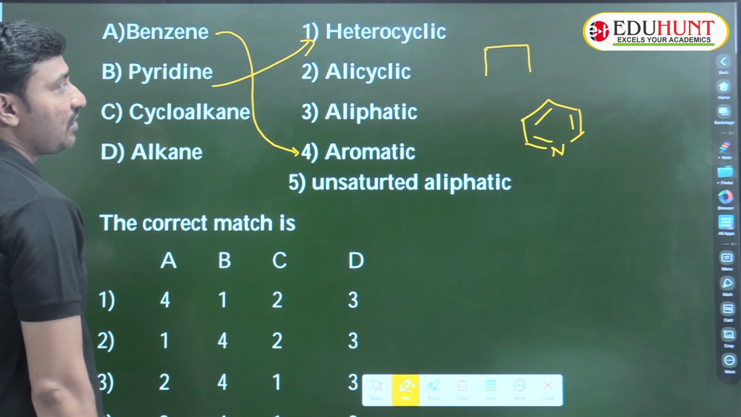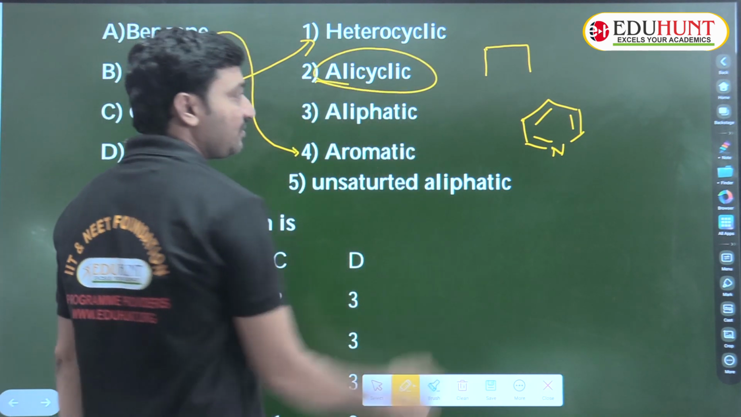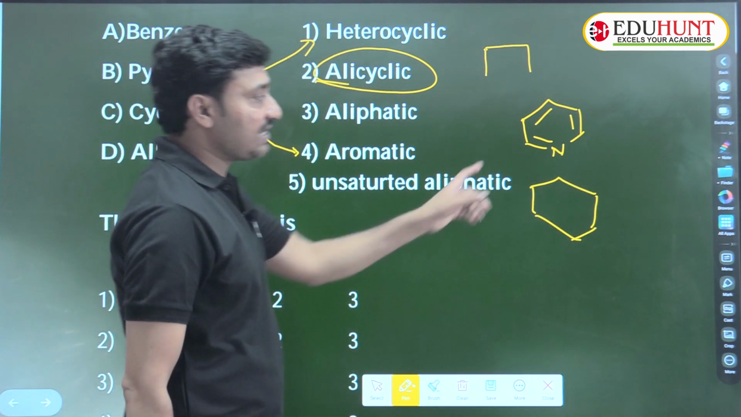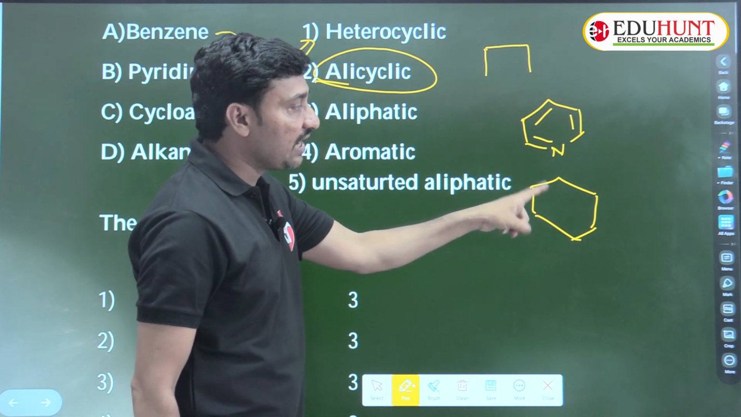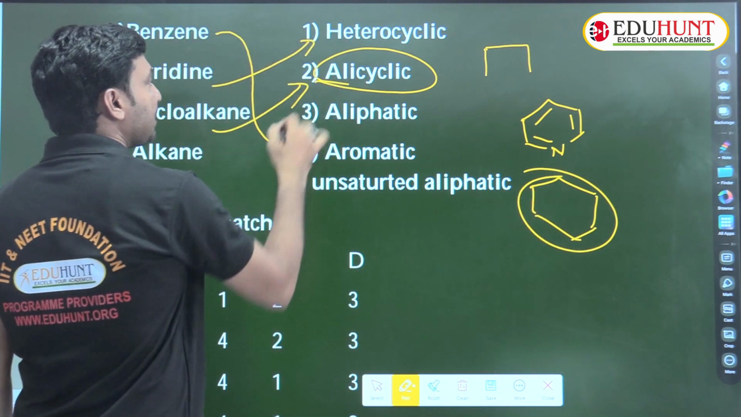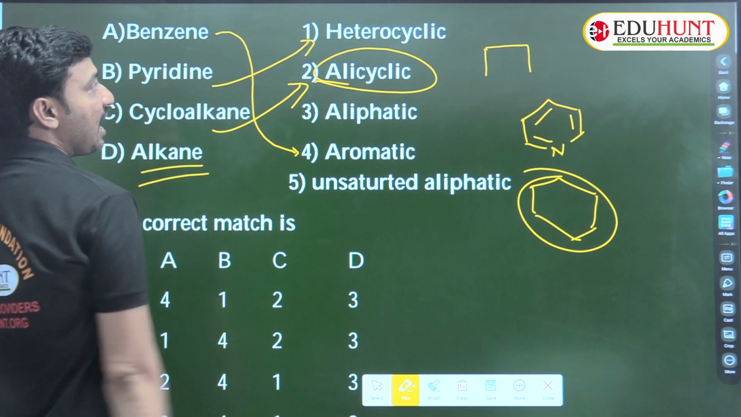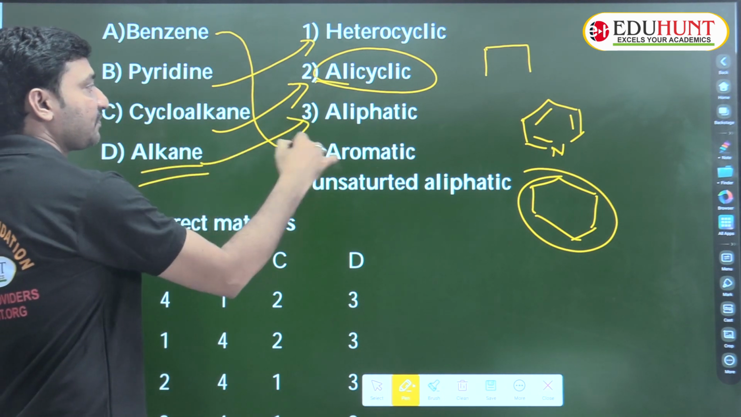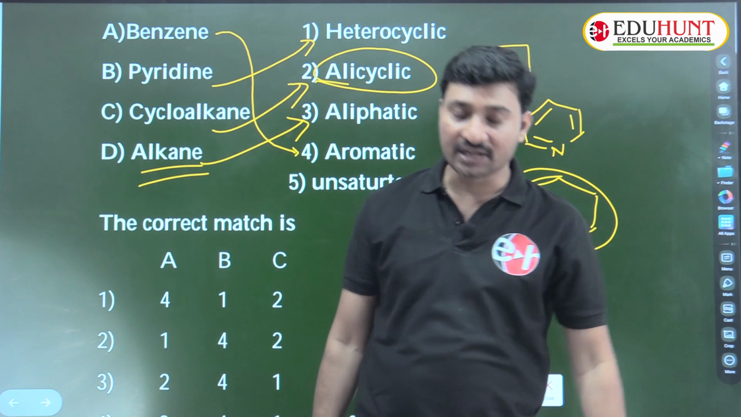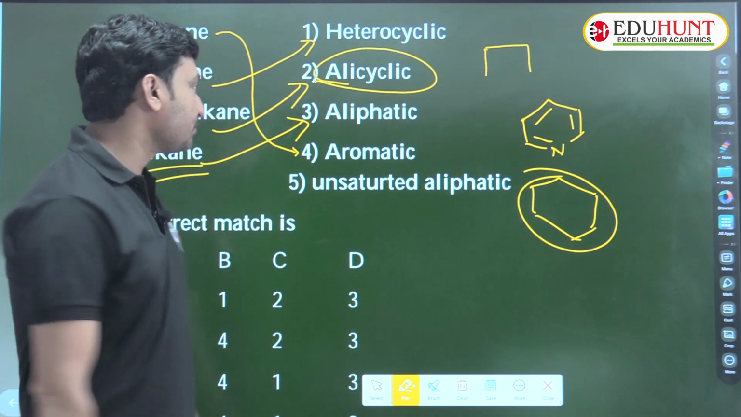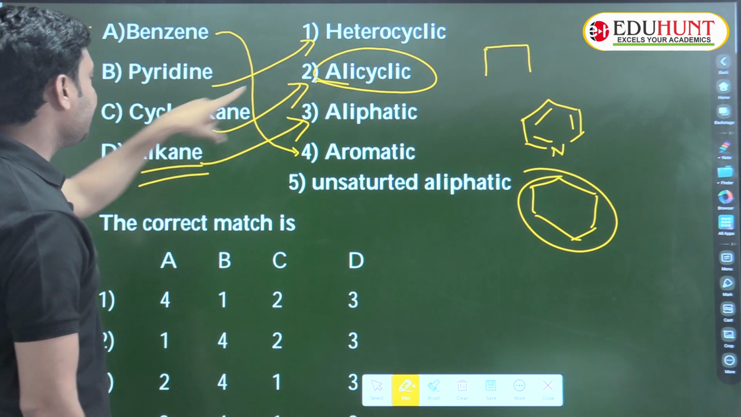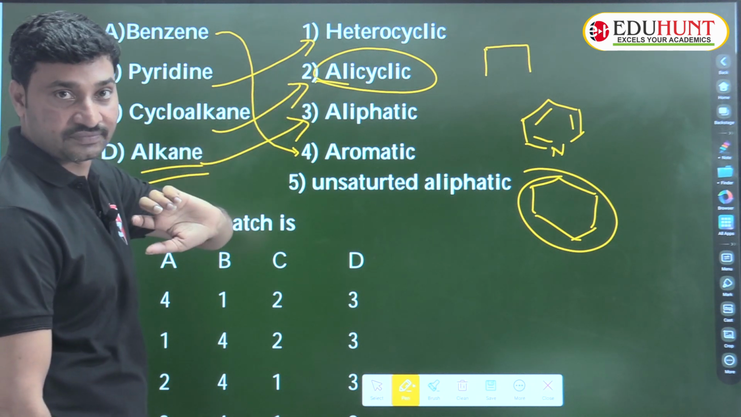Cycloalkane. Which one is cycloalkane? Cycloalkanes are alicyclic compounds, right? For example, cyclohexane. It's a cycloalkane. As it is closed, this is cyclic and the properties resemble aliphatic compounds. That's why this is alicyclic. So cycloalkane is alicyclic and alkane is aliphatic. Alkanes, alkenes, alkynes, all these are aliphatic compounds, right? So the right choice is A-4, B-1, C-2, D-3.